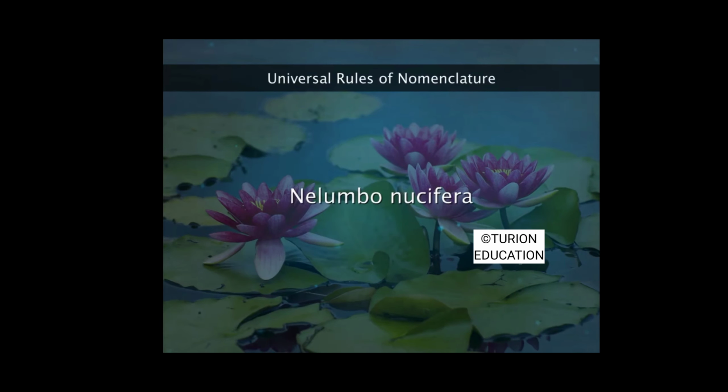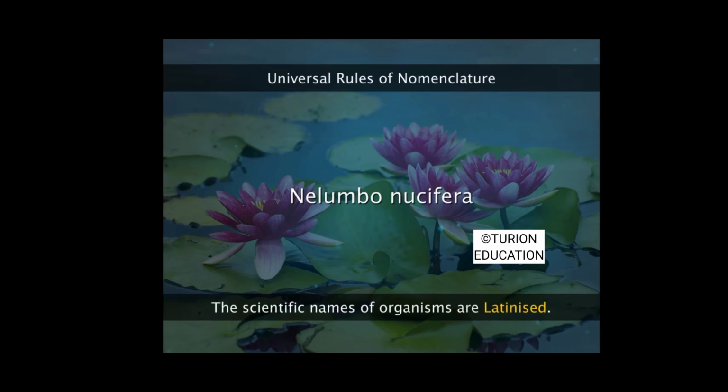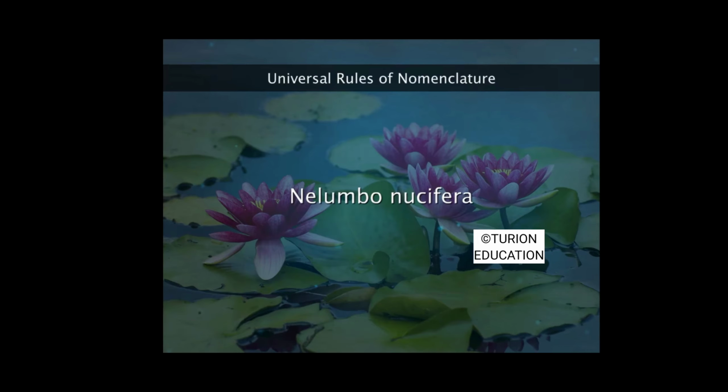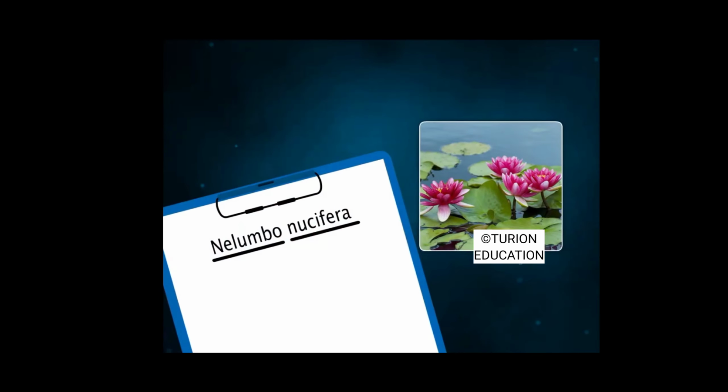Scientific names of organisms are always printed in italics. Scientific names are drawn from Greek or Latin. The generic name of an organism always begins with a capital letter, and the specific epithet with a small letter. When handwritten, both the components of the name are underlined separately.